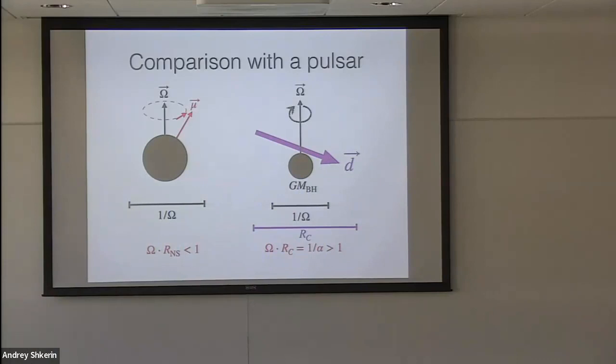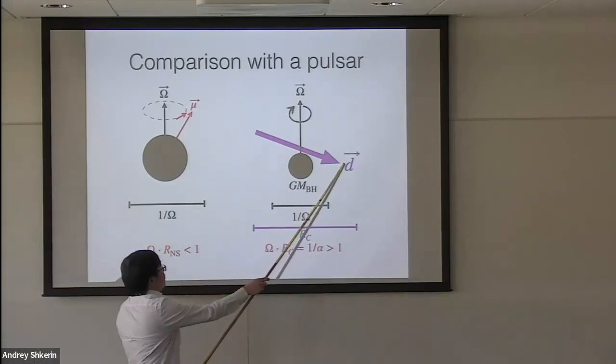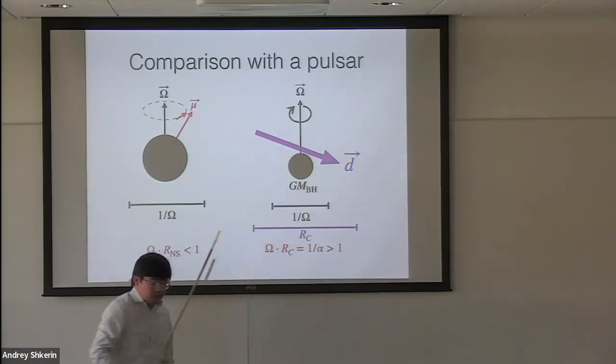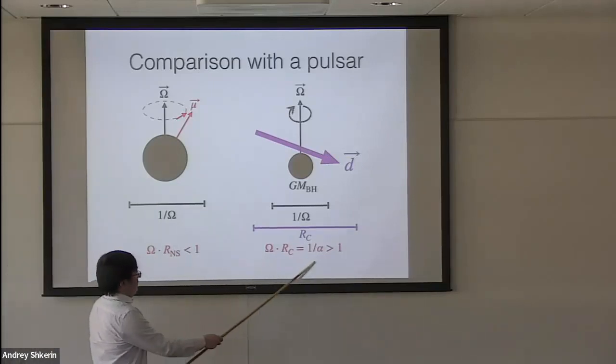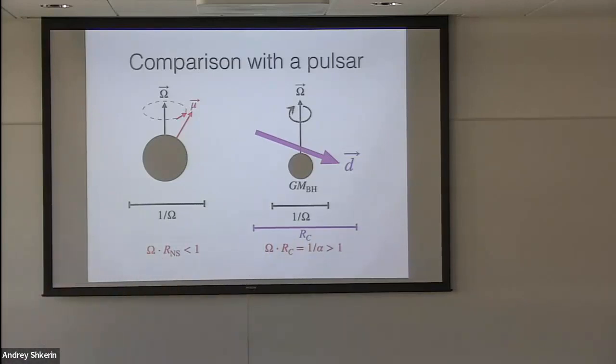And now we know the picture that I was telling you is actually not the case, because the charged particles here cannot really rotate fast enough to keep track with the oscillating dark photon. Basically, this comes to the fact that omega times r of the cloud is 1 over alpha, which is a number that is always bigger than 1.